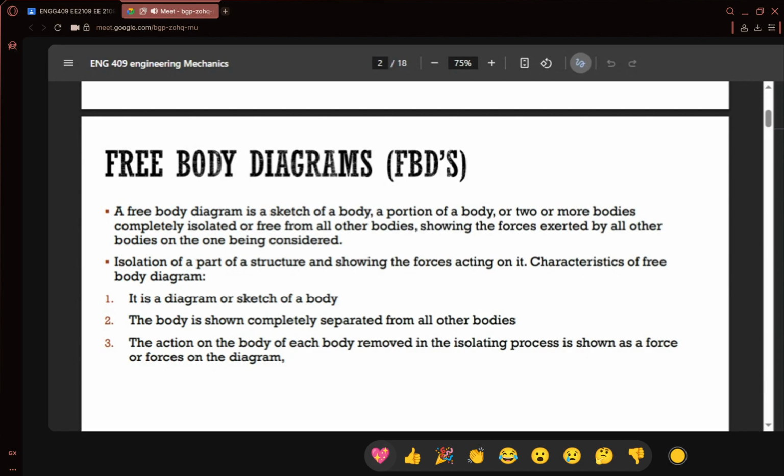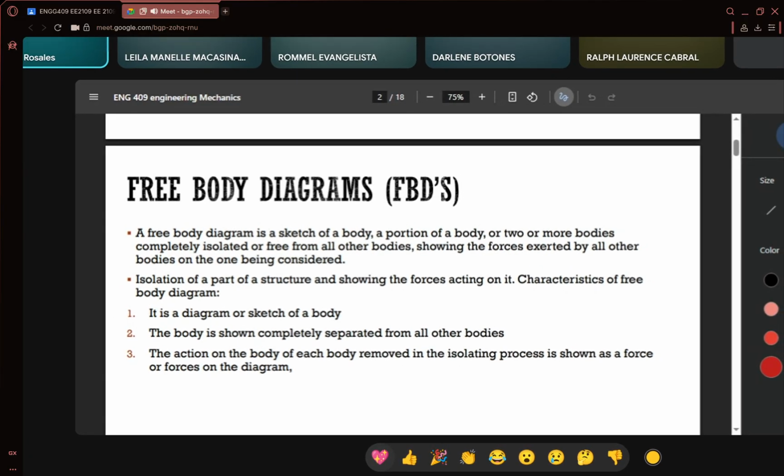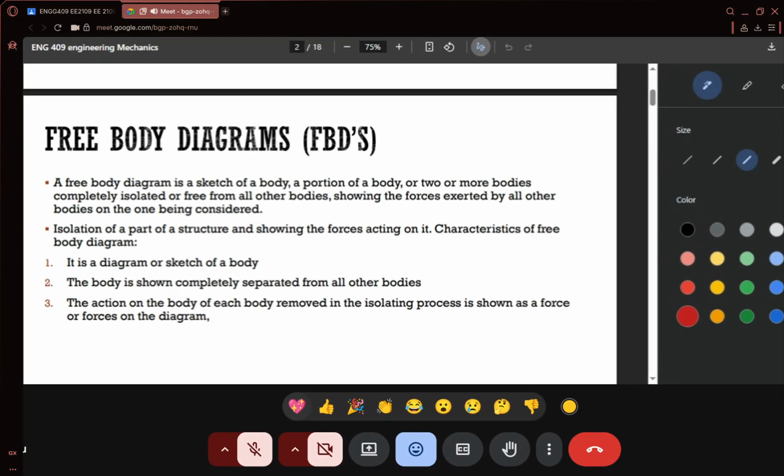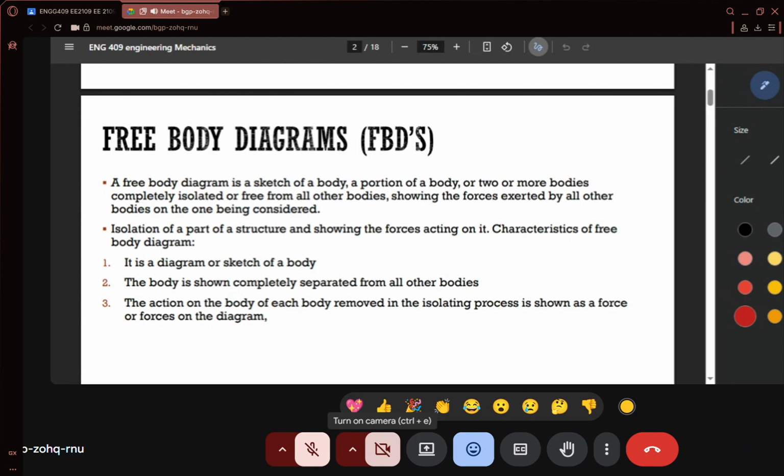Okay, so although they are somewhat isolated or detached on the drawing, the forces acting on them, especially from those elements that are attached, for example, the surface or another body that is attached to them or applying force to them, will be considered. So isolation of a part of a structure and showing the forces acting on it, that's also another definition for the free body diagram. So here are its characteristics that you should remember.